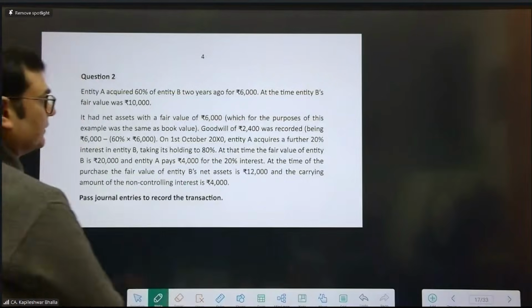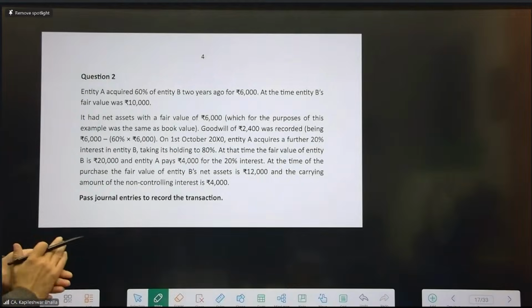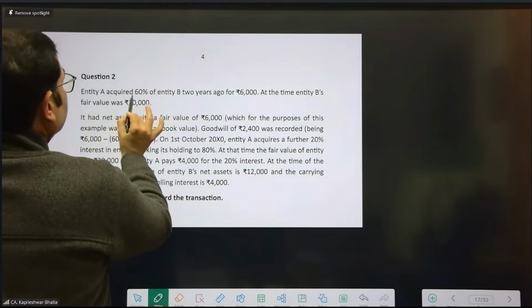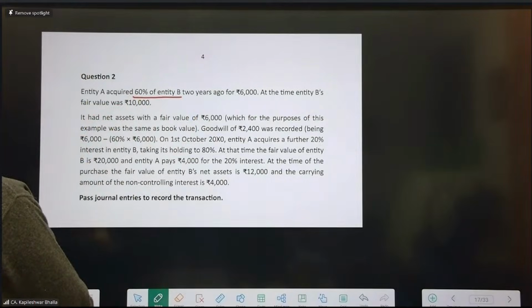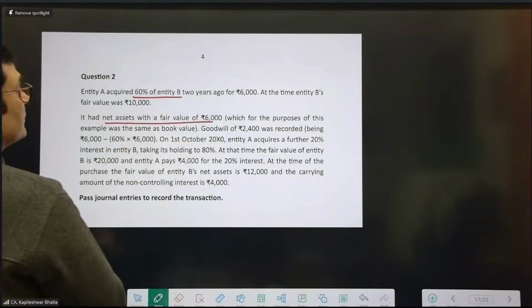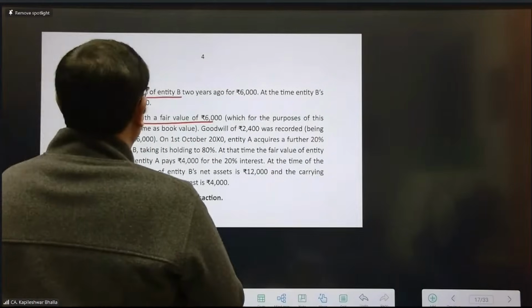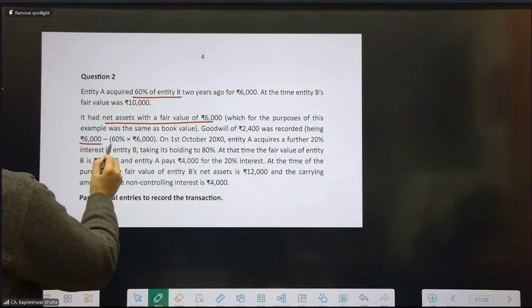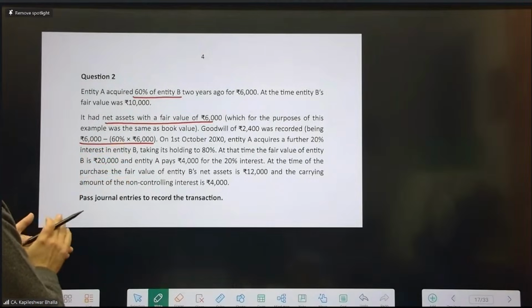So let's read the facts of this particular case, and then we'll see what kind of entries to be done in this case. It says entity A acquired 60% of B 2 years ago, and at that time the fair value was 10,000. It had net assets with a fair value of 6,000, which for the purpose of this example is the same as the book value. Goodwill of 2,400 was recorded. He's shown the calculations of the goodwill. The purchase consideration paid is 6,000, and you get a 60% stake in the net assets. That gives you a goodwill of 2,400.